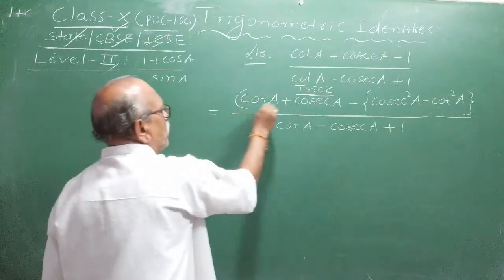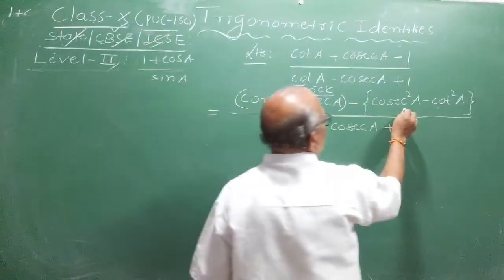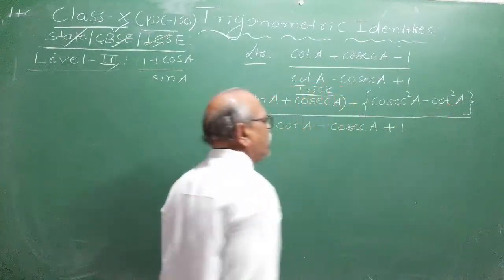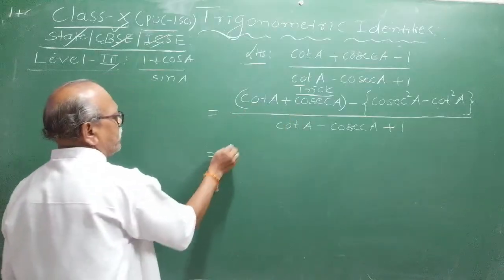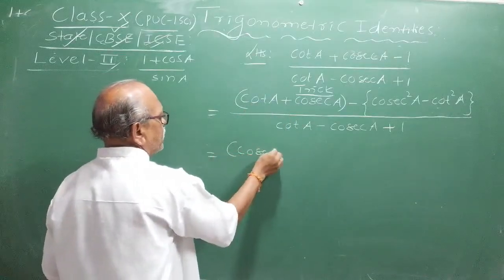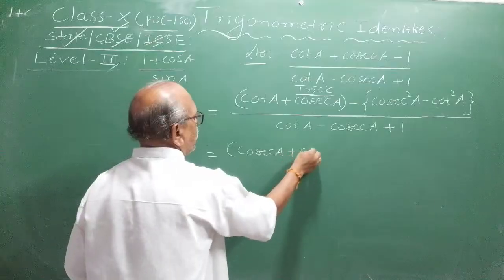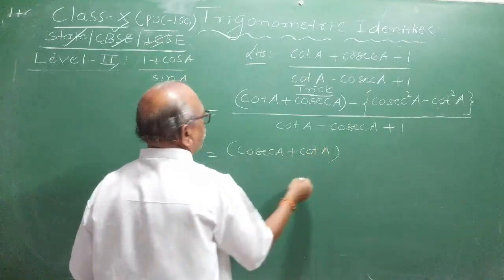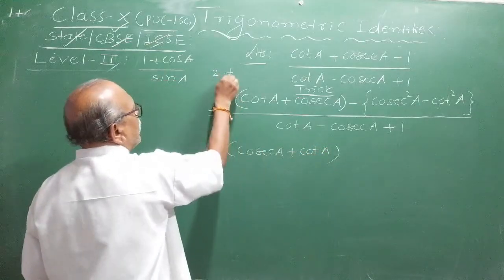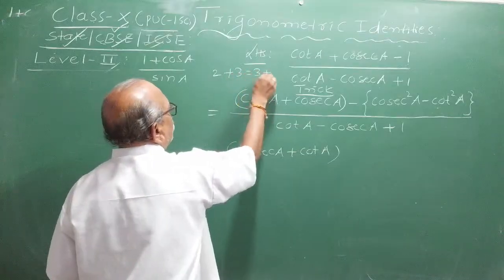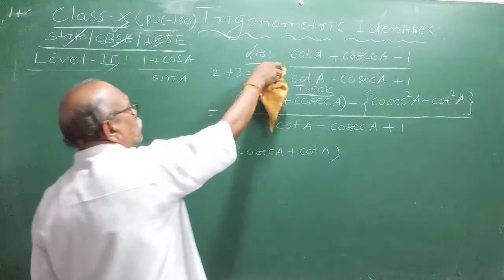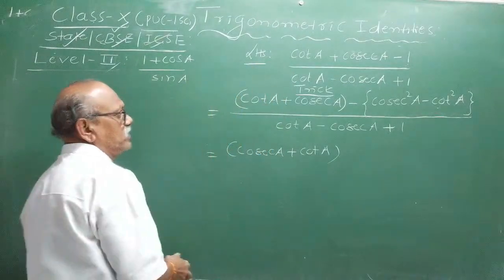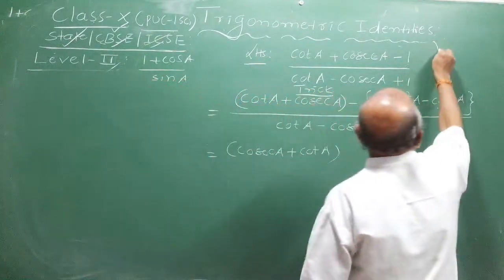Now you can make a group of it. What is here? A square minus b square. How do you write it? A plus b, a minus b. Let me write cot A plus cosec A in the order cosec A plus cot A. Is there any mistake in it? 2 plus 3 can be written as 3 plus 2. What is this property called? Commutative property. Properties of addition.